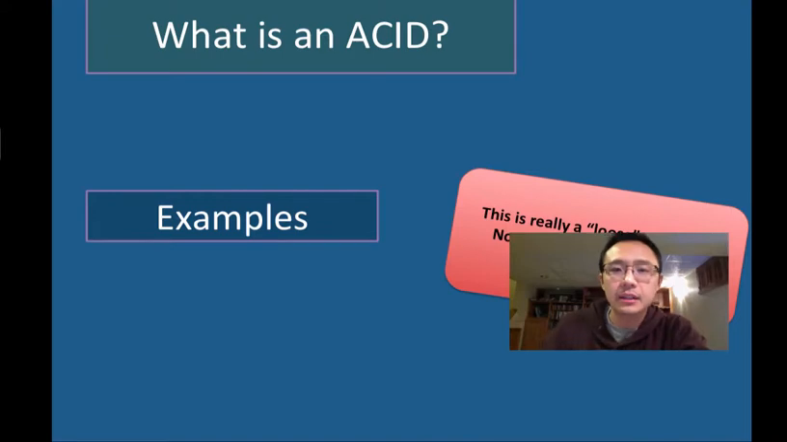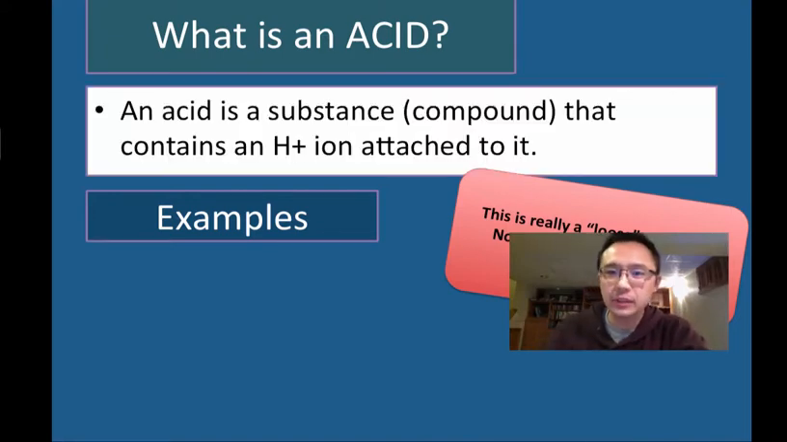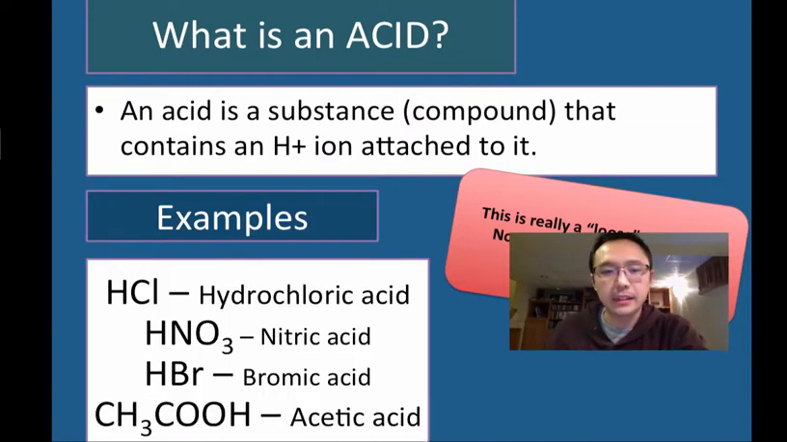So what exactly is an acid for our definition? An acid has a proton, which is your hydrogen ion, attached to it. So you're going to see a lot of H's attached to another part, your anion, which is the negative part of your compound. An example of this is that you can see HCl, HNO3, HBr, and CH3COOH. And I'm going to go over these ones.